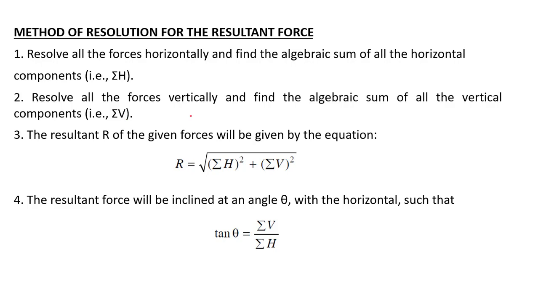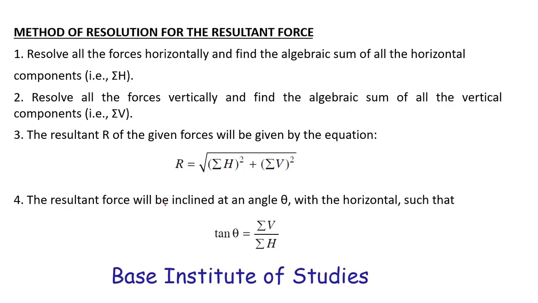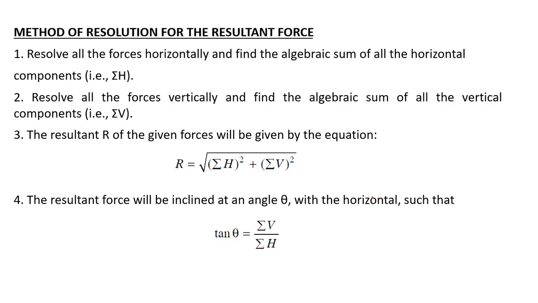After finding these two components, sigma h and sigma v, we can easily calculate the resultant in step 3 by using the equation R equals the square root of sigma h squared plus sigma v squared. The resultant force will be inclined at an angle theta with the horizontal such that tan theta is equal to sigma v upon sigma h.